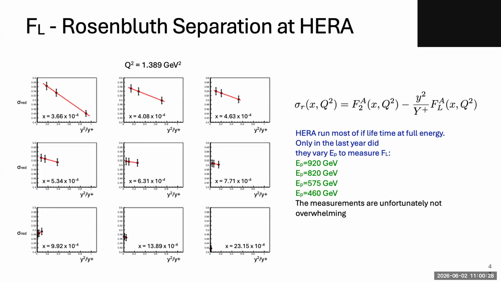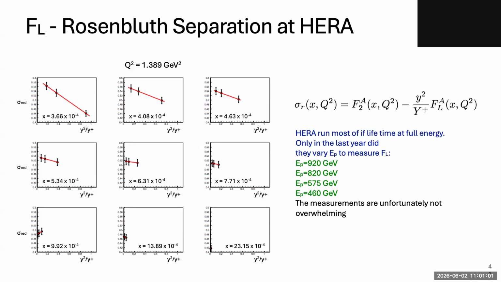At HERA, this was one of the measurements that we wanted to improve at the EIC. The reason is we only have a few energy points, right? You see that Ep is 920, 820, just a few energy points. So you don't have the lever arm to vary this variable at fixed x and Q squared. That is the reason FL is much more poorly measured and constrained than F2, because you have to vary the energy of the collisions.